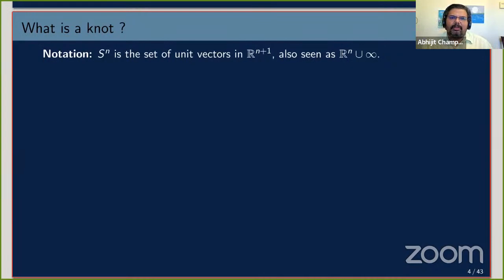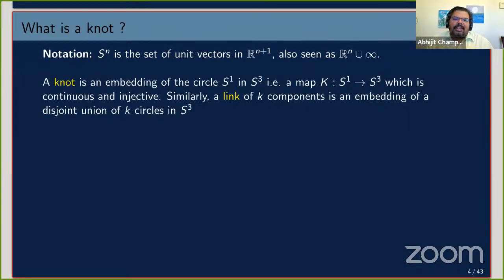So notation: S^n would be the set of unit vectors in R^(n+1). We also want to see S^n as a one-point compactification of R^n. So a knot is an embedding of the circle S^1 in S^3. So a circle in the three-sphere, and sometimes you can also think of it as a circle in R^3. By embedding, we mean a continuous injection of S^1 into S^3. And similarly, a link of k components is an embedding of a disjoint union of k circles in S^3. Now, throughout this talk and tomorrow's talk, when I say the word knot, I mean knot or link.